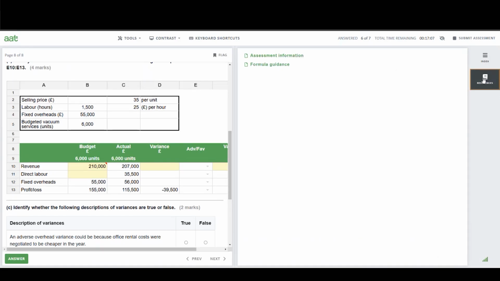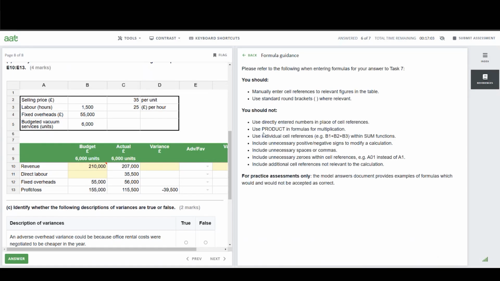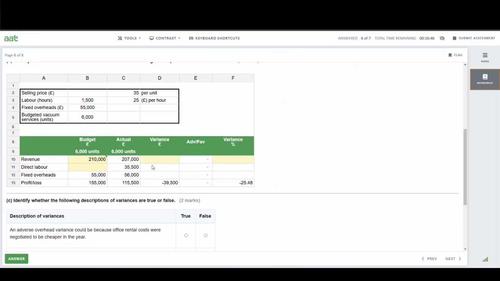There is some help over in the references section, some formula guidance that tells you what to do and what not to do when you're typing formulas. So I would always double check those references and make sure I've not done anything that I shouldn't have done when entering those formulas. Okay, next one down then. Oh, actually, no, let's work across. Let's get all of the revenue row done first of all. So I need to calculate the variance.